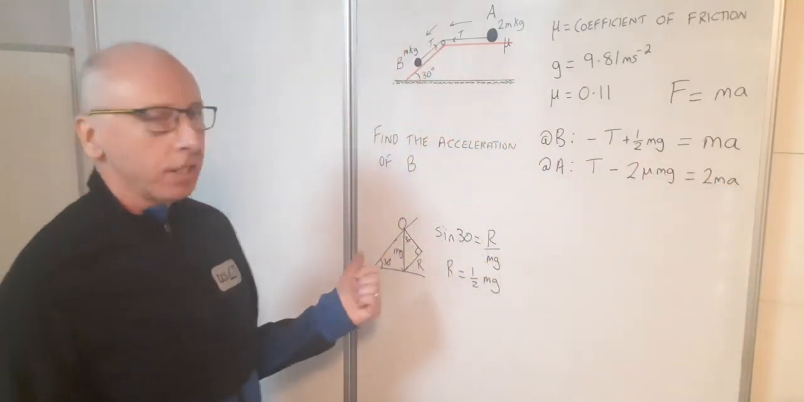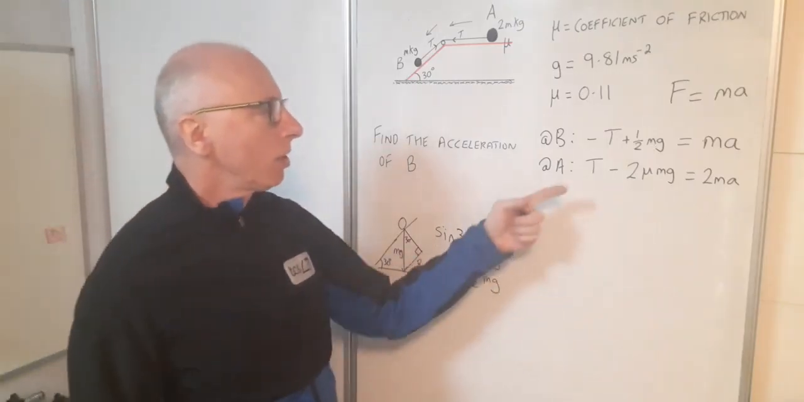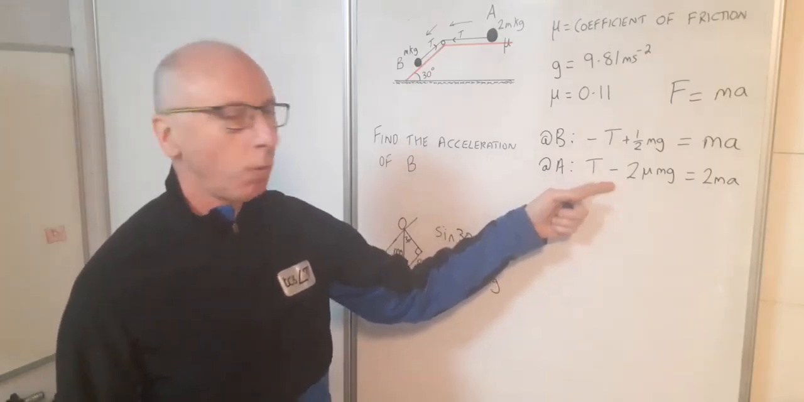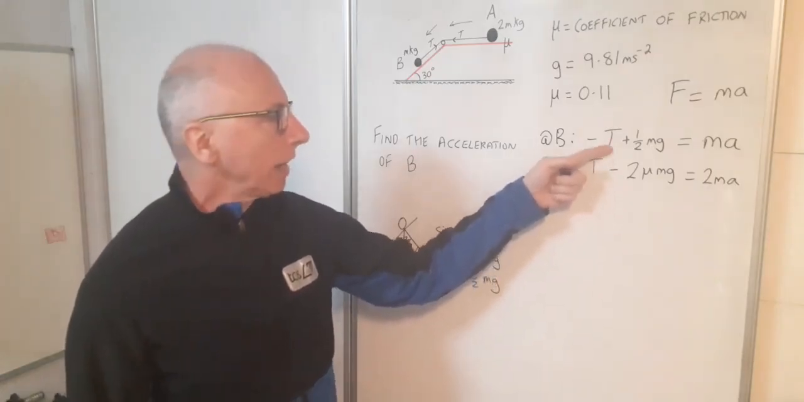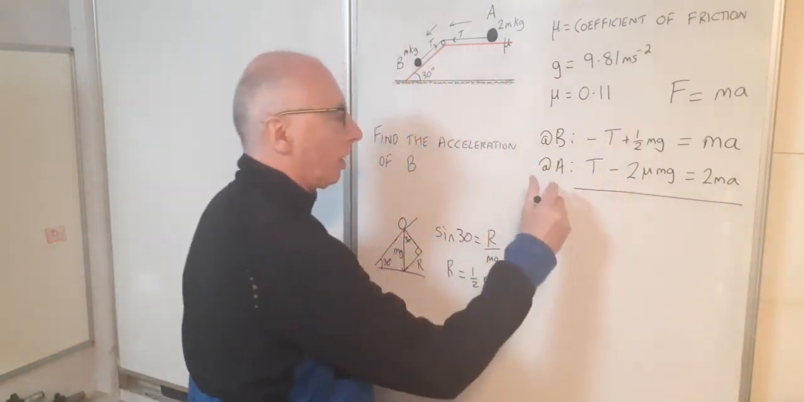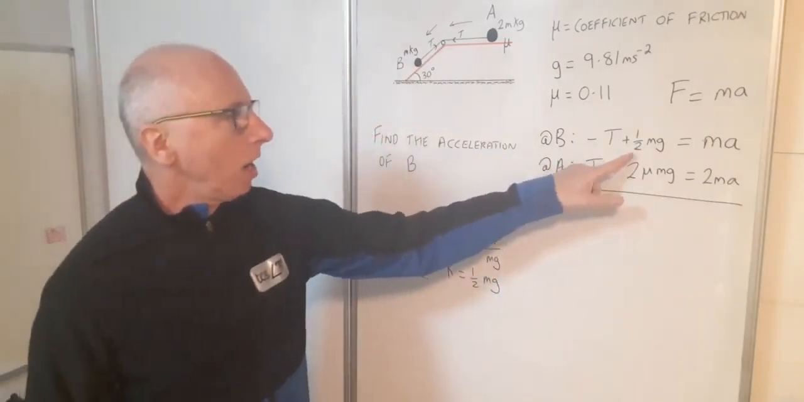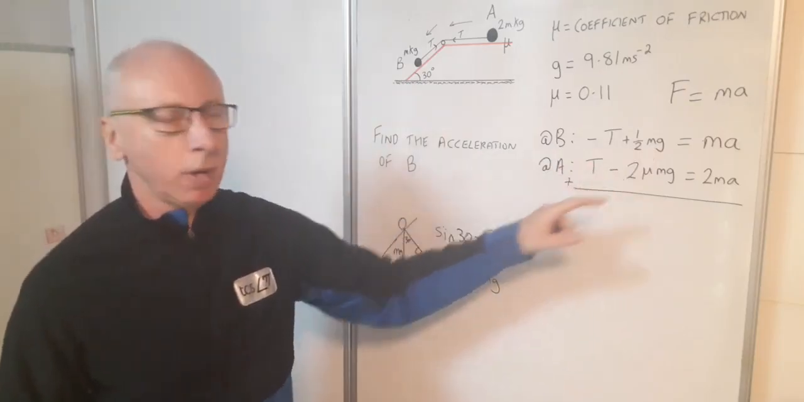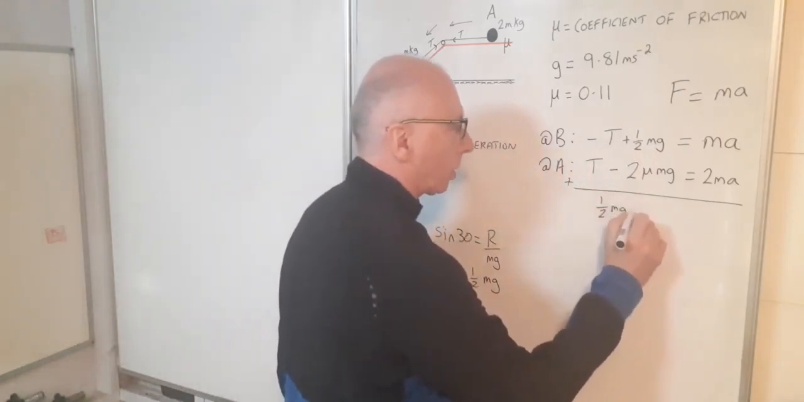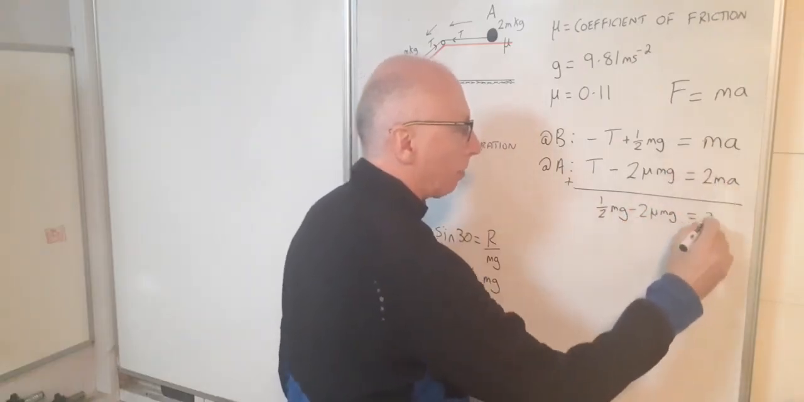Okay, now classic situation when we're dealing with forces diagrams, we've got two equations with two unknowns. So now what we can do is add the two equations together so that T disappears. As I've got minus T plus T, if we add them, that T will disappear. Then you've got half of mg minus 2 mu mg. So I'm going to write that out as it is in the equations. And then add those together, simply 3ma.